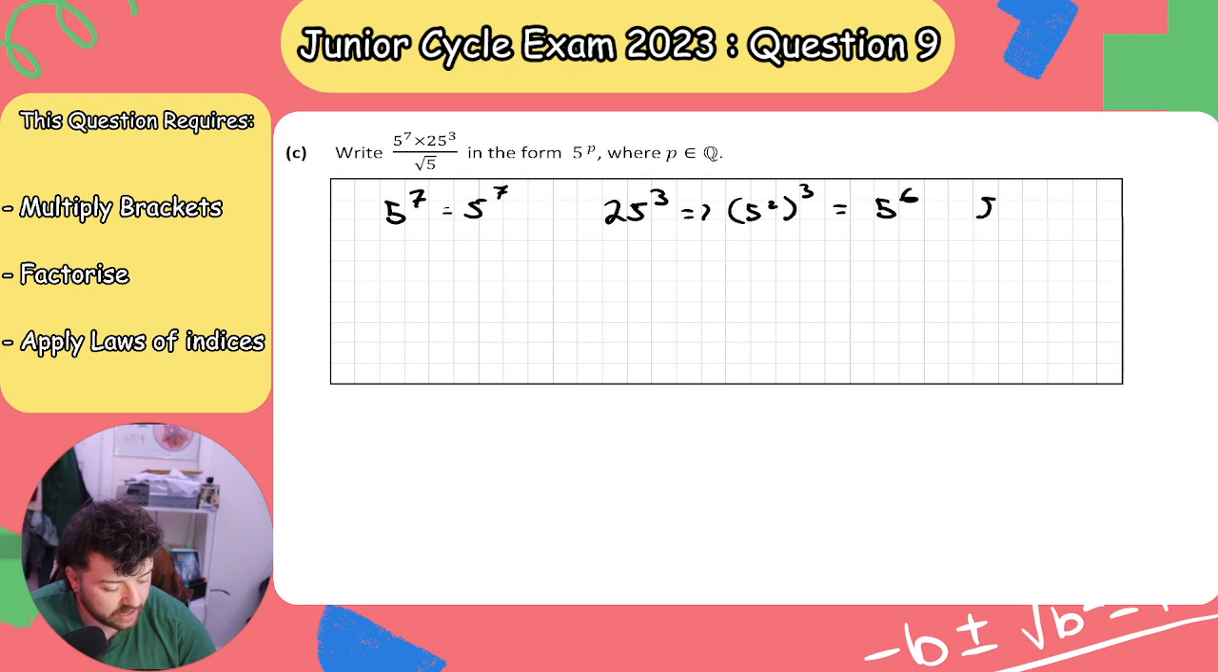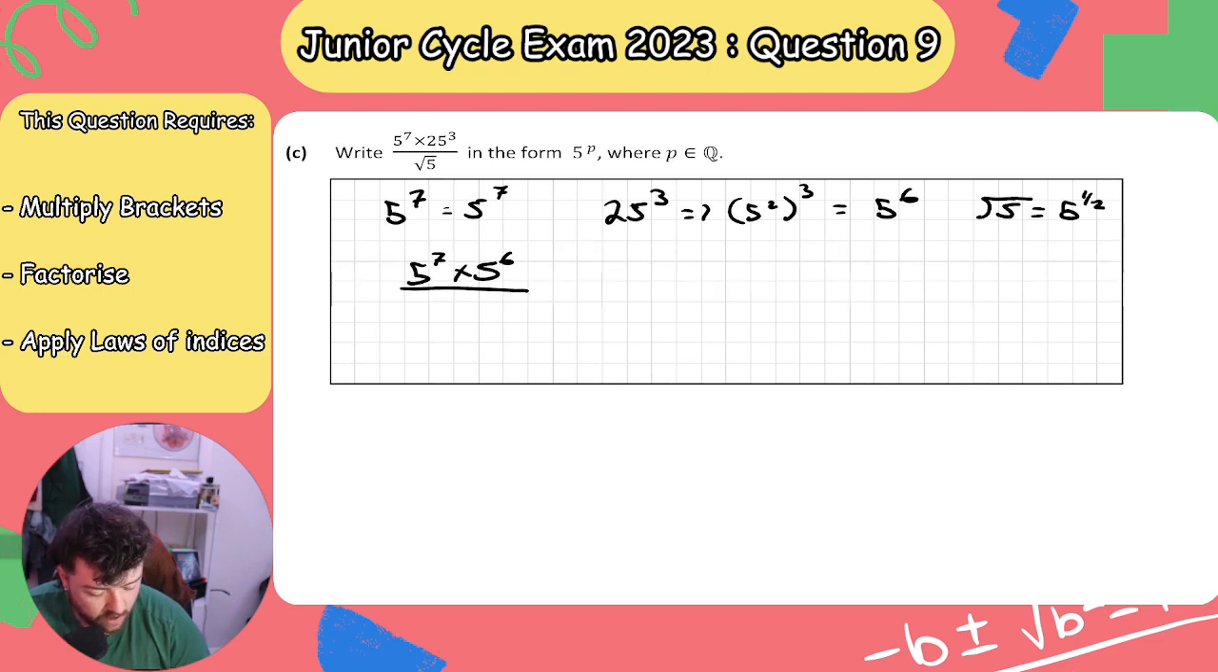And then finally, square root of 5. Any number square rooted is actually to a power of a half. So square root of 5 is equal to 5 to the power of a half. Right, now let's sum it all in. So 5 to the 7 times 5 to the 6 all over 5 to the power of a half.